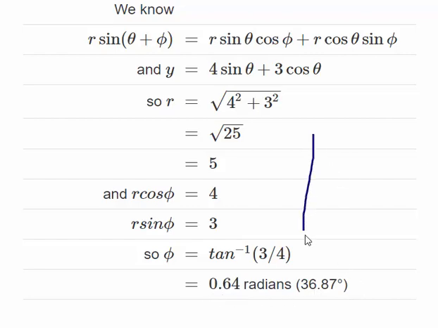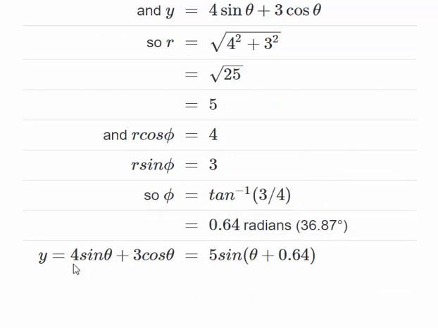If we calculate that in radians, we get the value of 0.64, or 36 degrees. Let's just check that. We've got 4 in the x direction and 3 in the y direction. So the angle we're looking for is around 30 degrees, which agrees with the value that we've got. So that means we can now write 4 sine theta plus 3 cos theta is equal to 5 sine theta plus 0.64.